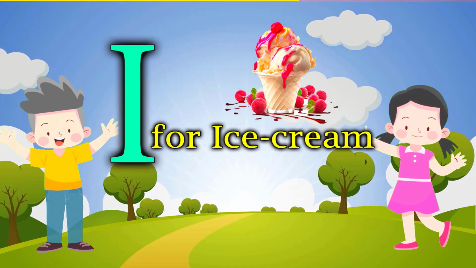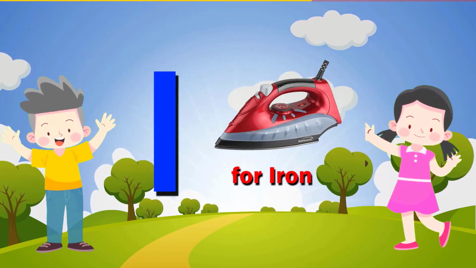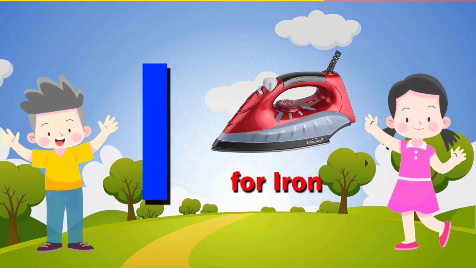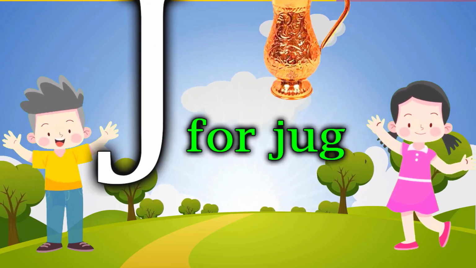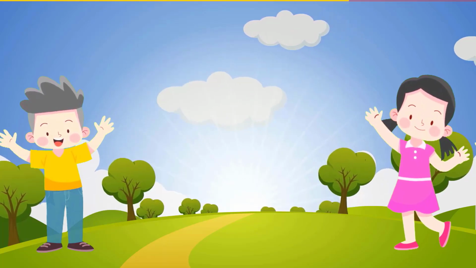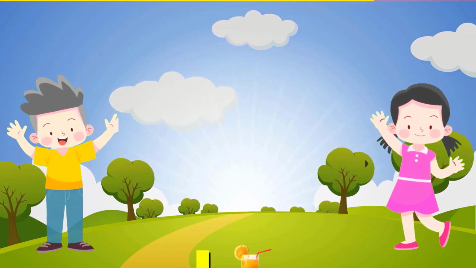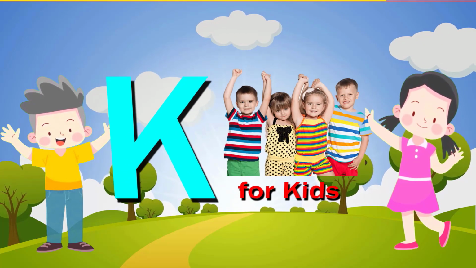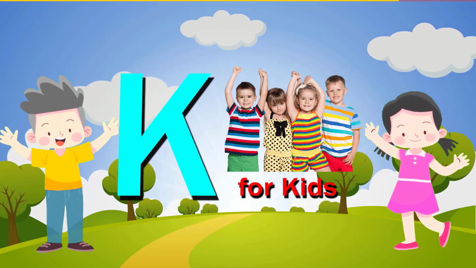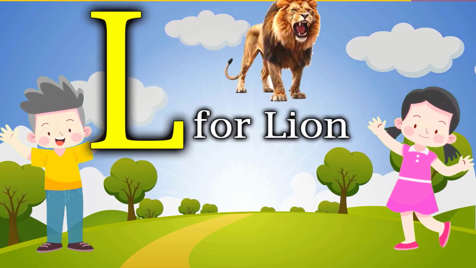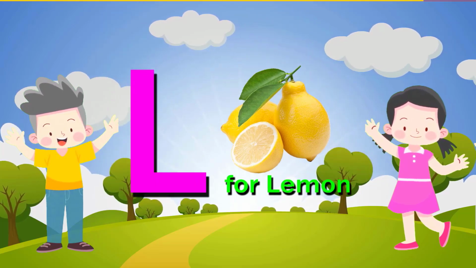I for ice cream, I for iron. J for jug, J for juice. K for kite, K for kids. L for lion, L for lemon.